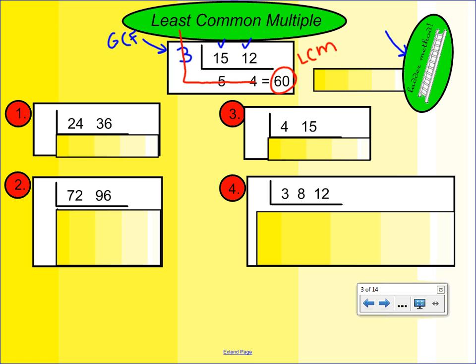There are 4 problems below. Can you go ahead and pause this video cast while you work on them? And I'll be waiting right here for you.